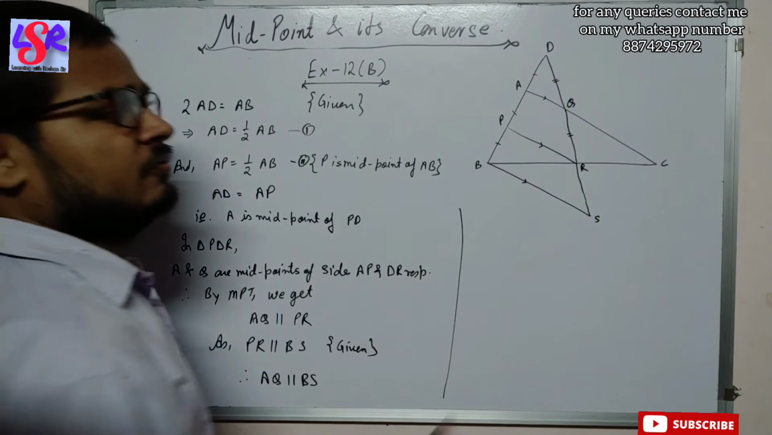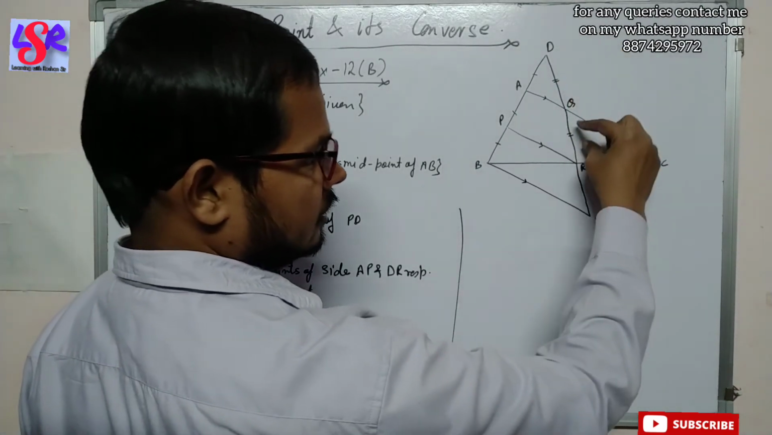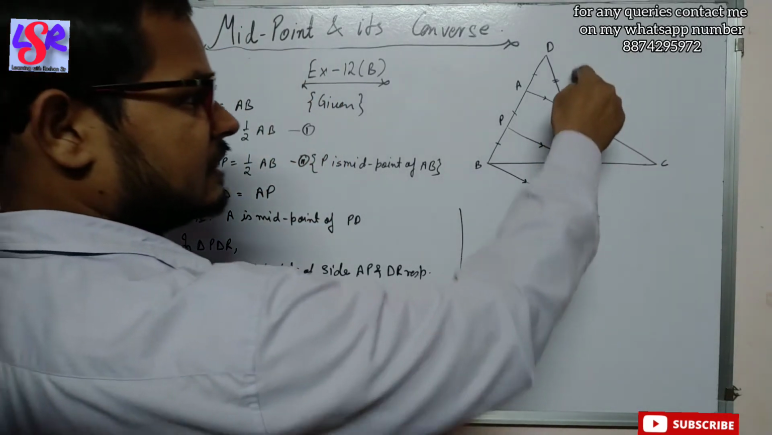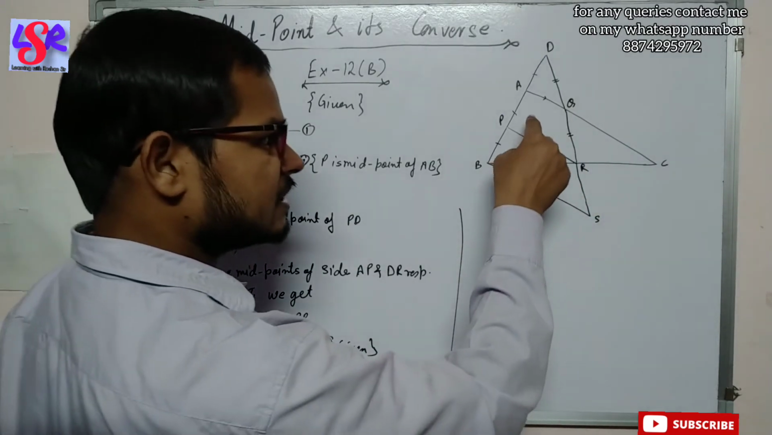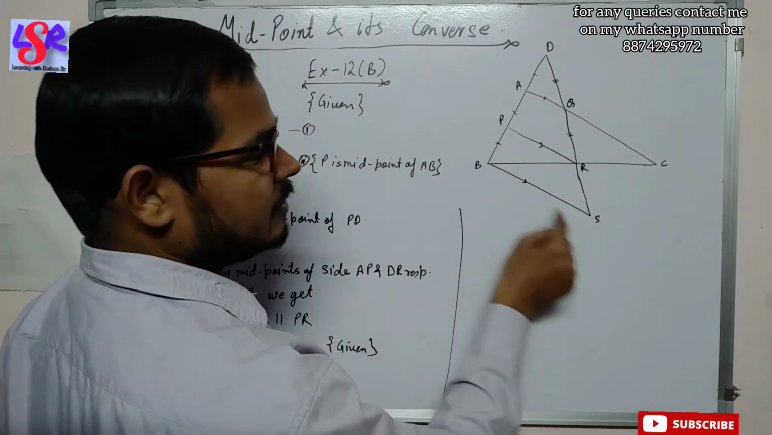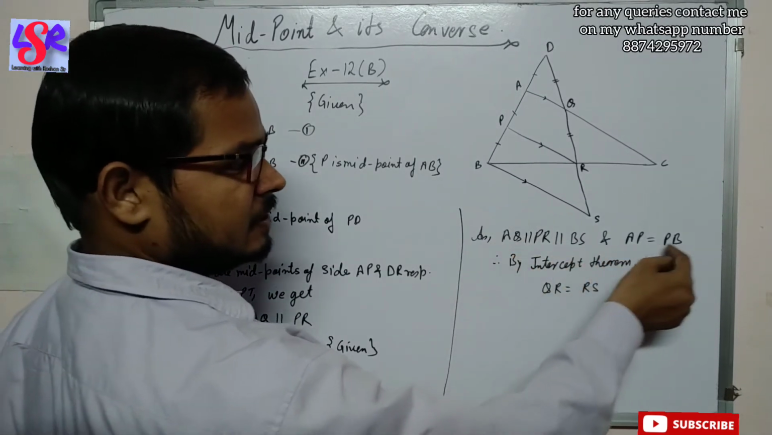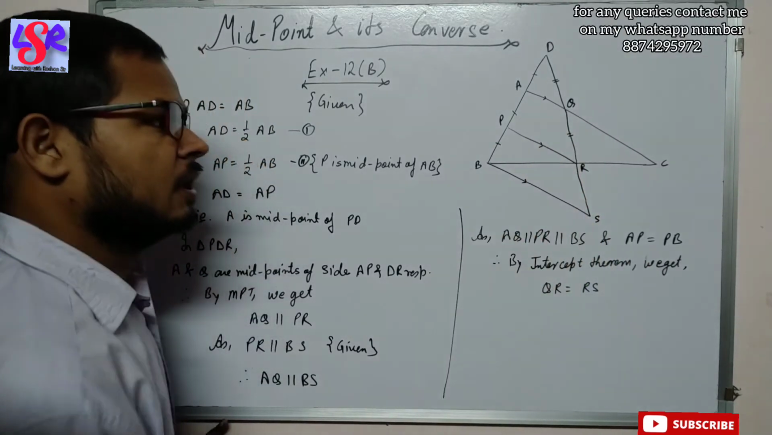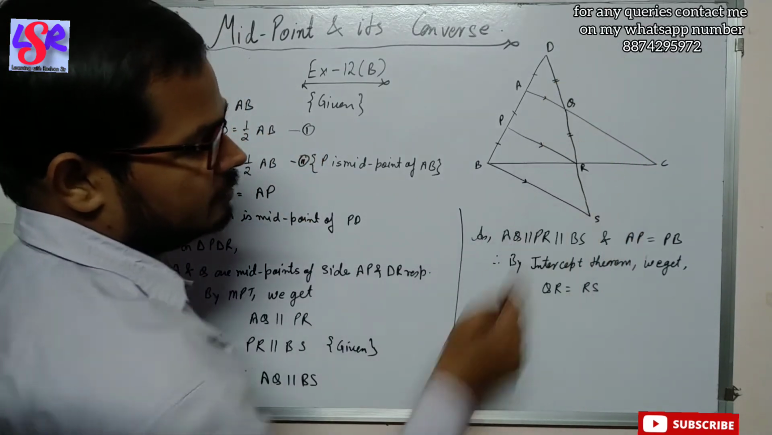Now for the second part we have to prove DS is thrice of RS, that is DQ, QR and RS all three are of equal length. We have DQ equal to QR, but we have to prove this is also equal to RS. So we will use the intercept theorem: as AP equals PB and AQ, PR and BS are parallel to each other, and AP equals PB, therefore by the intercept theorem we get QR equals RS. Now we know DQ equals QR, therefore all three will be of equal length.